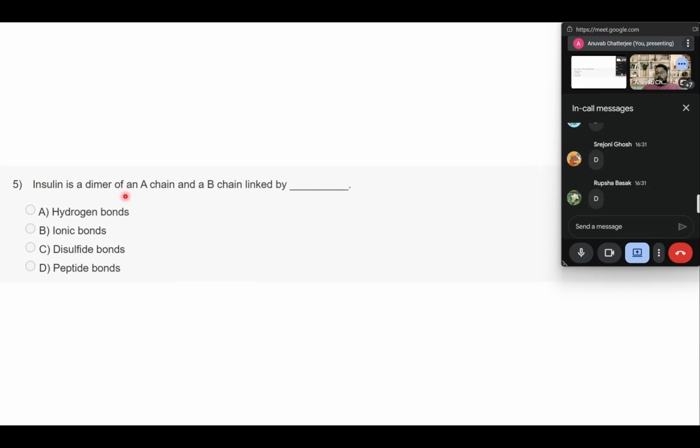Next, insulin is a dimer of an A chain and a B chain linked by blanks. The options are hydrogen bonds, ionic bonds, disulfide bonds, or peptide bonds.